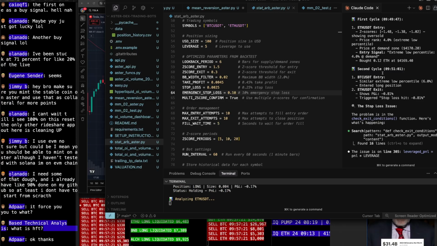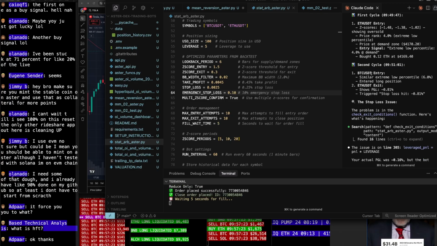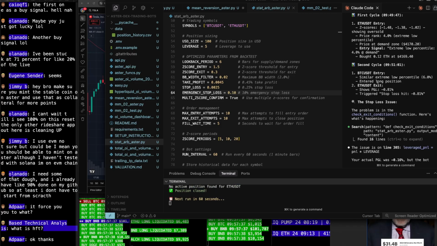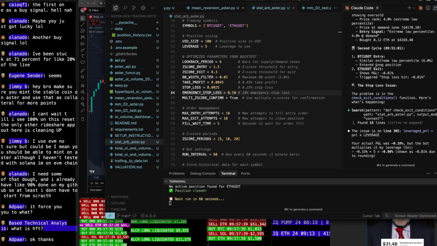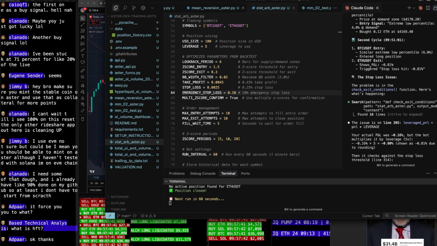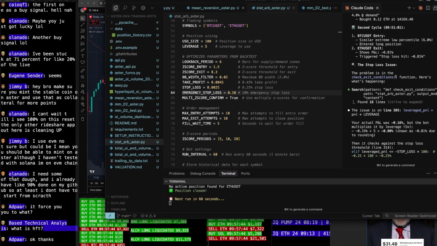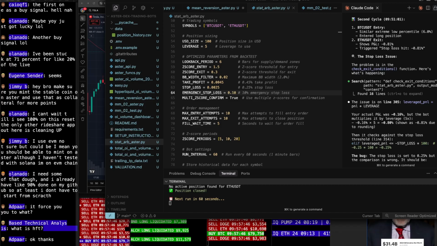Second cycle here, BTC USDT entry, similar extreme low percentile. Looks like it's putting in some sort of trade here again. Entered long position. ETH exit shows P&L at negative 0.81. Triggered stop loss at negative 0.81.